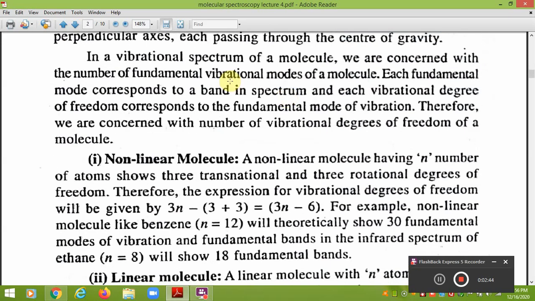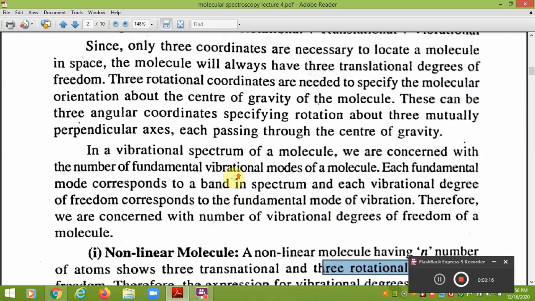If we talk about a vibrating molecule which has n number of atoms and is of the non-linear type, then it is observed that a non-linear molecule having n number of atoms shows 3 translational and 3 rotational degrees of freedom. So this is very important. A non-linear molecule having n number of atoms shows 3 translational and 3 rotational degrees of freedom.